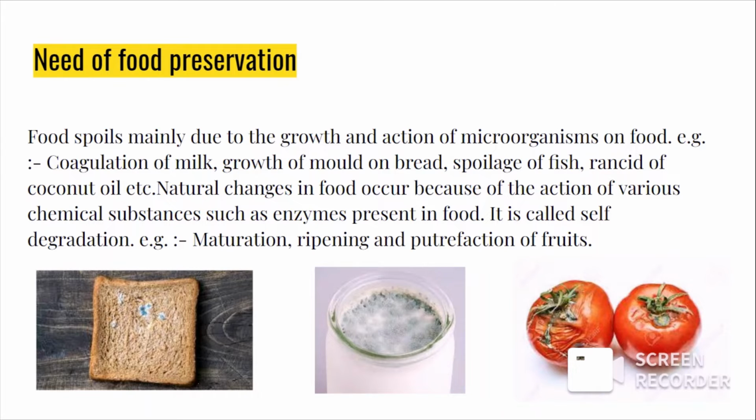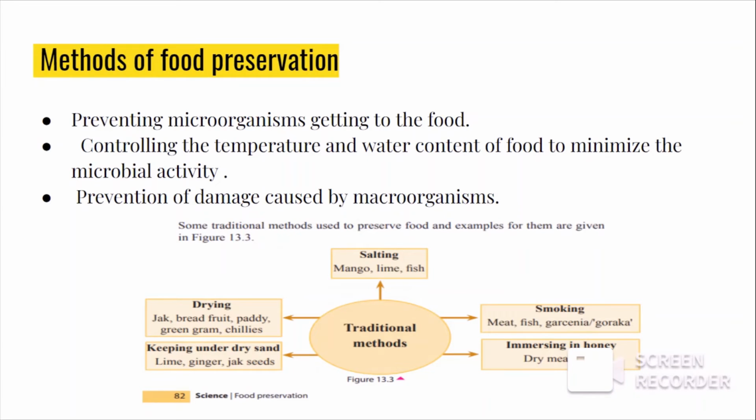So you all can see bread spoiled, milk spoiled and tomato spoiled. Some pictures. Right. Methods of food preservation. Preventing microorganisms getting into the food. We have to prevent it. Controlling the temperature and water content of the food so that we can minimize the microbial activities.